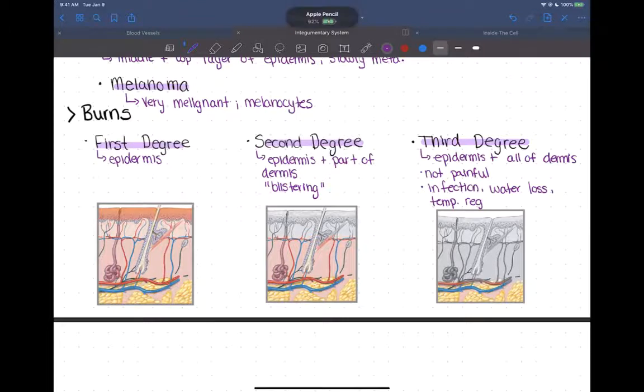All right, so those are the 3 types of burns. They just differ based on thickness and then obviously severity. And so that is the end of this chapter. All right. And so then in our next chapter, we are going to start talking about bones and bone tissue.